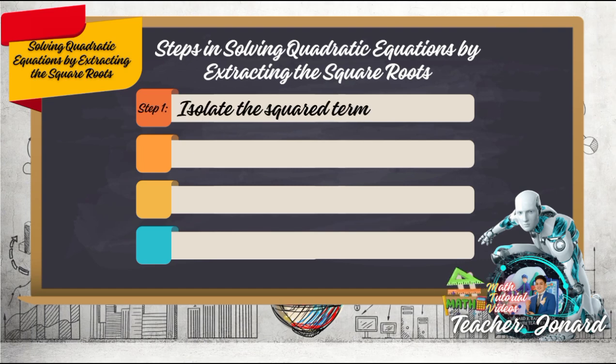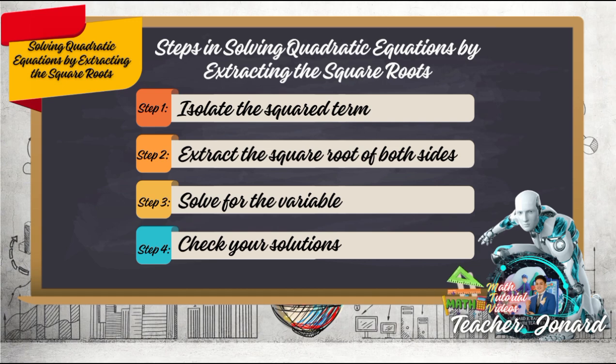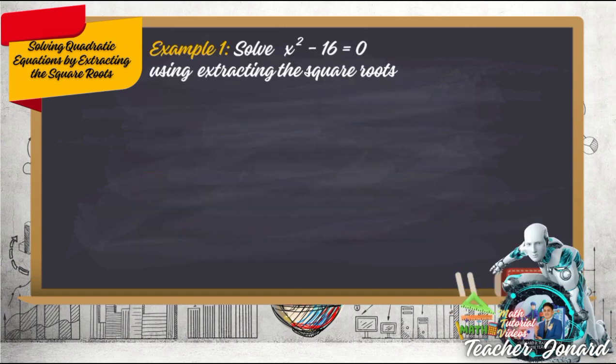Step 1. Isolate the squared term. Step 2. Extract the square root of both sides. Step 3. Solve for the variable. Step 4. Check your solutions. Let's consider the following examples.